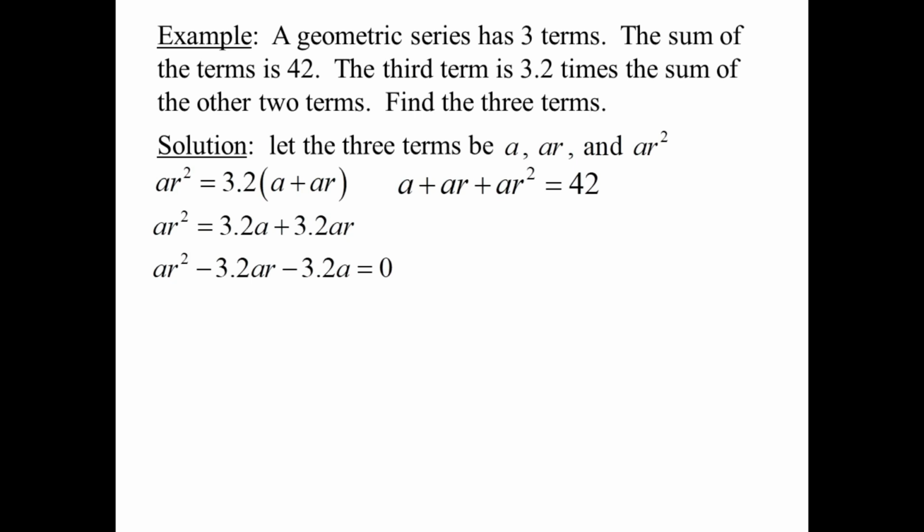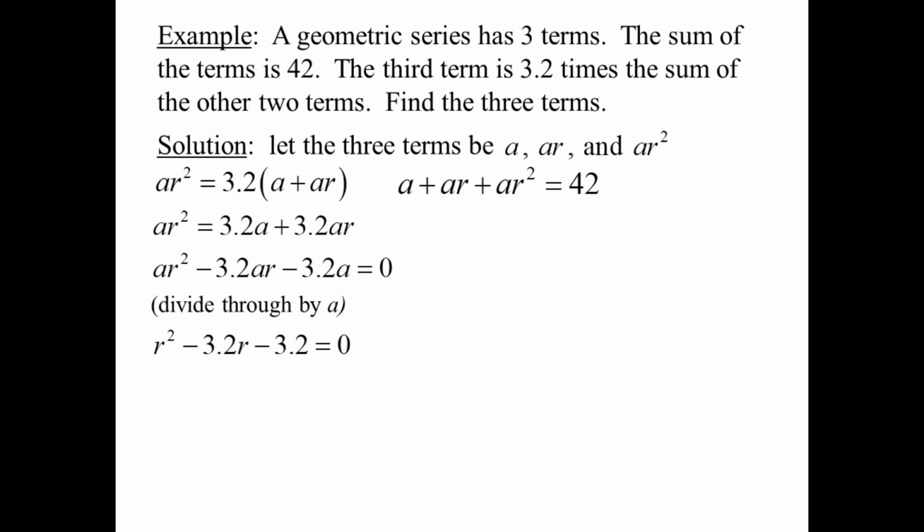Now, what's useful here is there's an A in each term, except for this 0, but this could be called 0A. So we could divide through by A. Divide each term by A, and we get this. R squared equals negative 3.2R minus 3.2.